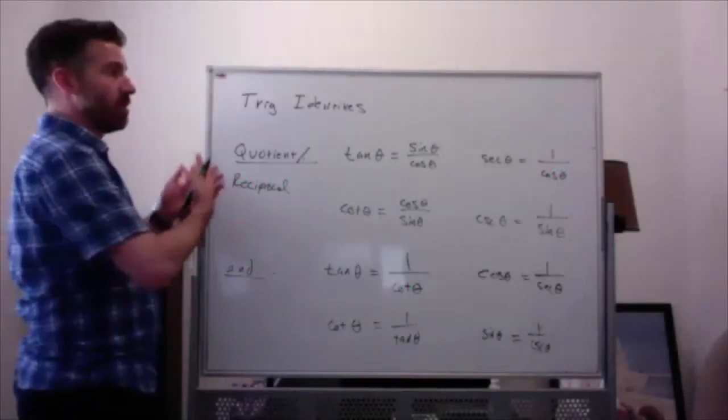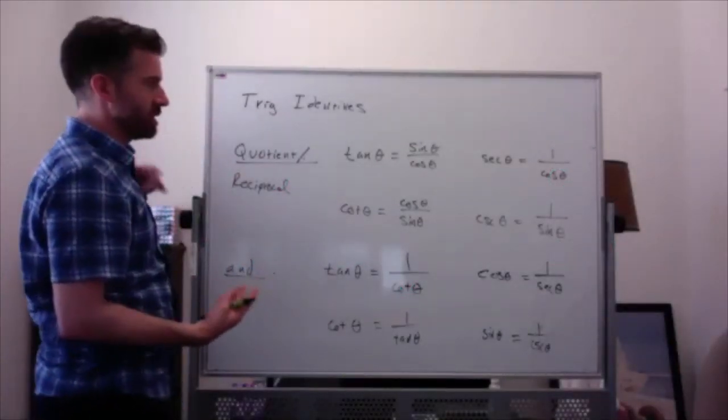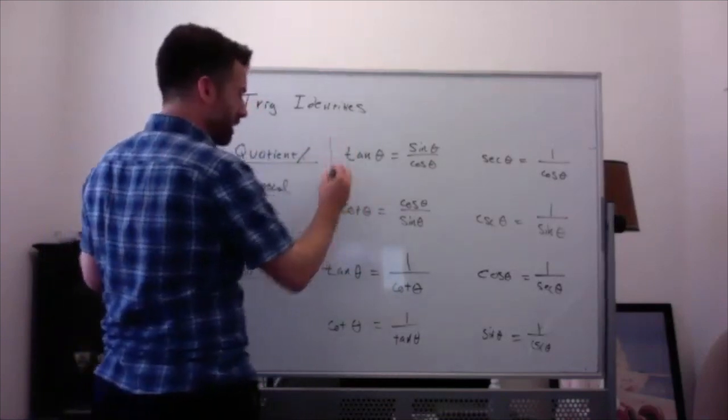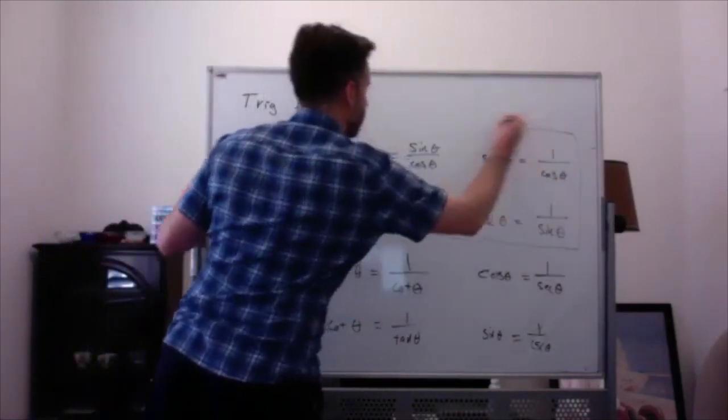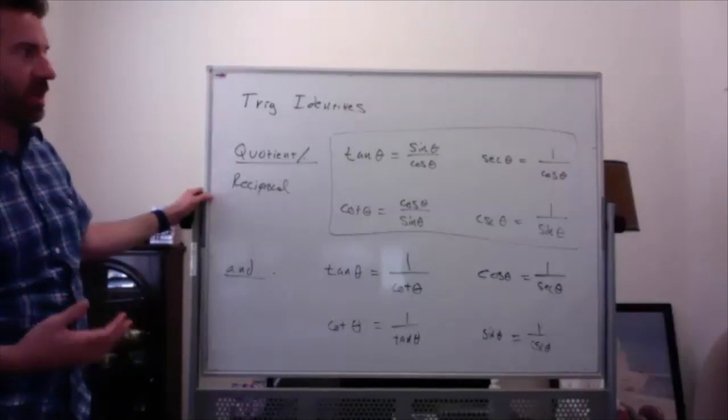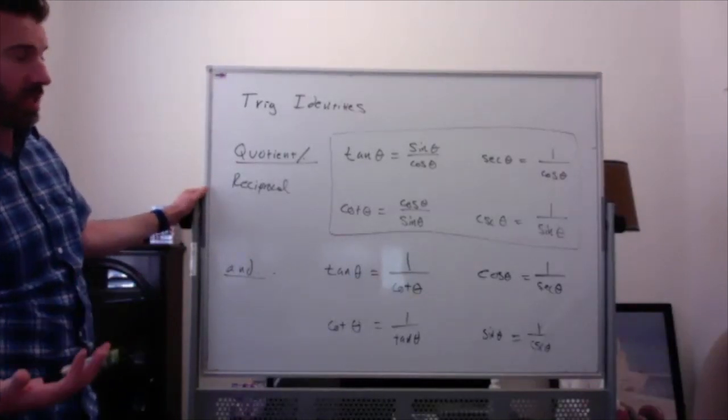Here are some of the trig identities. These are the quotient and reciprocal identities. These four are the ones I think we use the most. The tangent is sine over cosine, the cotangent is cosine over sine, the secant is 1 over cosine, and the cosecant is 1 over sine.